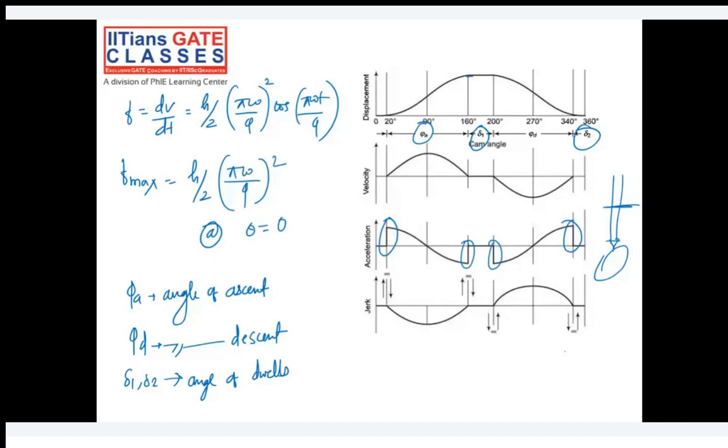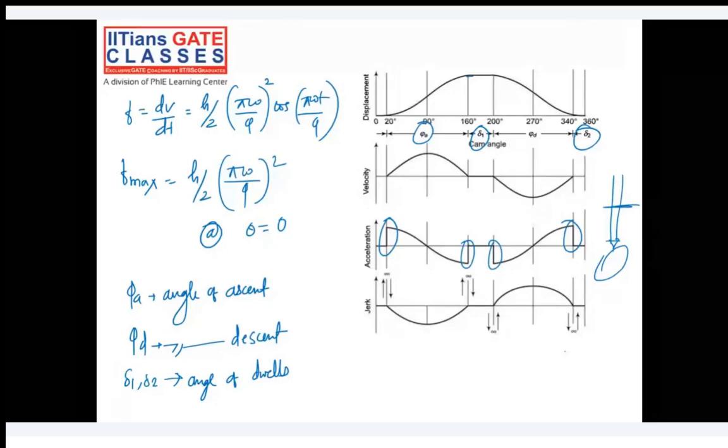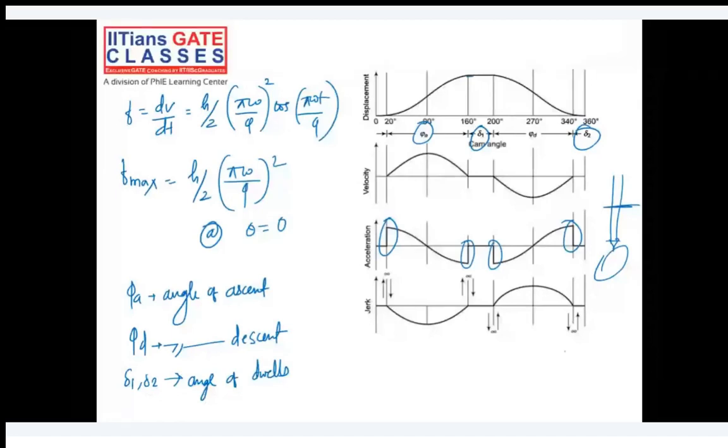Is it clear? So basically, this is a simple harmonic motion. You can have either a constant acceleration motion as well, or constant acceleration or deceleration, or constant velocity motions. The name itself indicates the meaning. Constant acceleration means in the constant acceleration graph, at some point you have the acceleration values as constant, okay. Maybe like this, okay?